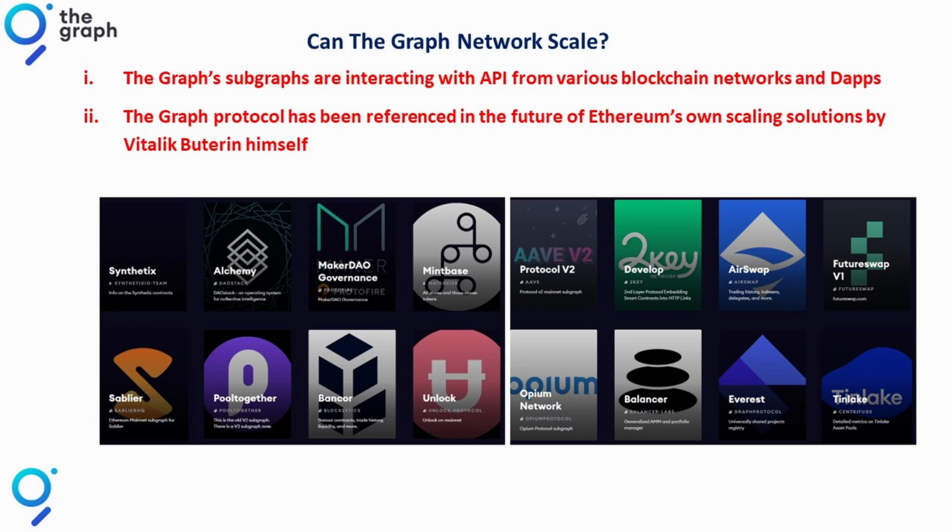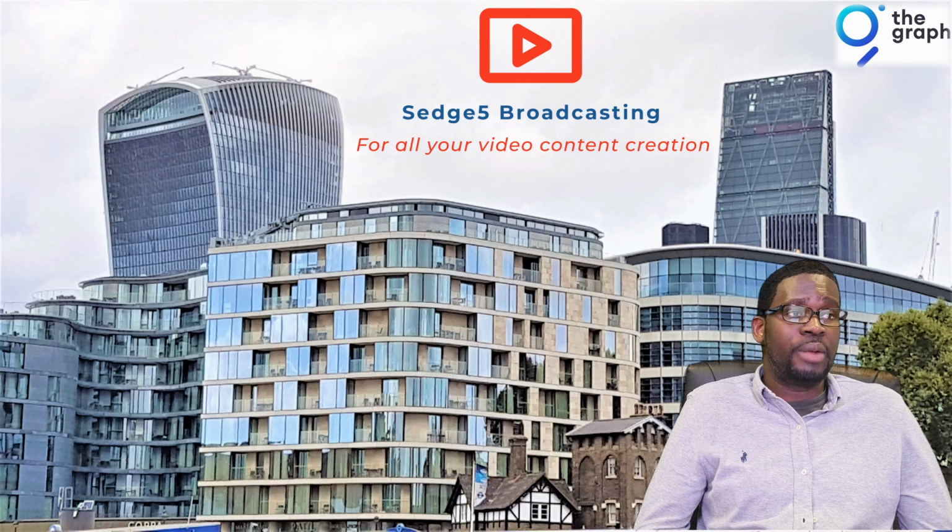On scalability, since the Graph subgraphs are interacting with APIs from various blockchain networks and dApps, it can safely be claimed that the Graph as a protocol can scale. Even Vitalik Buterin, the co-founder of Ethereum, did mention something to that effect where he was referencing the Graph protocol within the scope of Ethereum's own scaling solution. I think that was sometime last year, 2021.